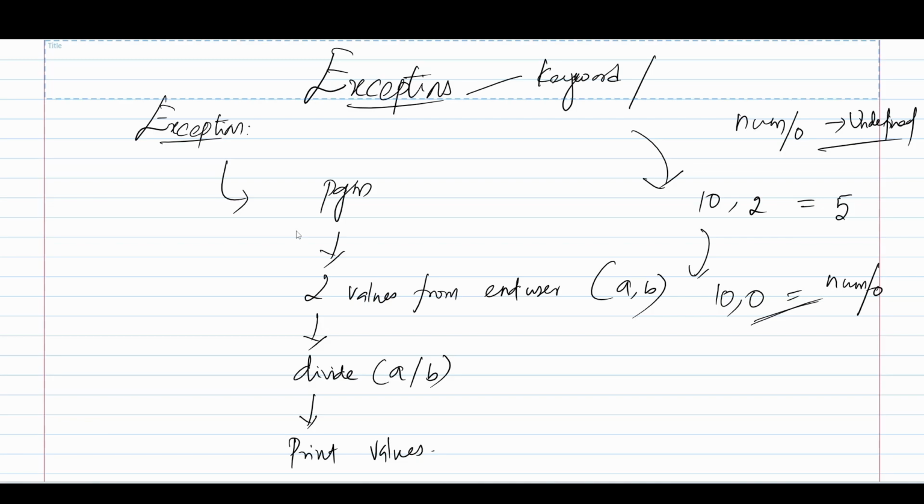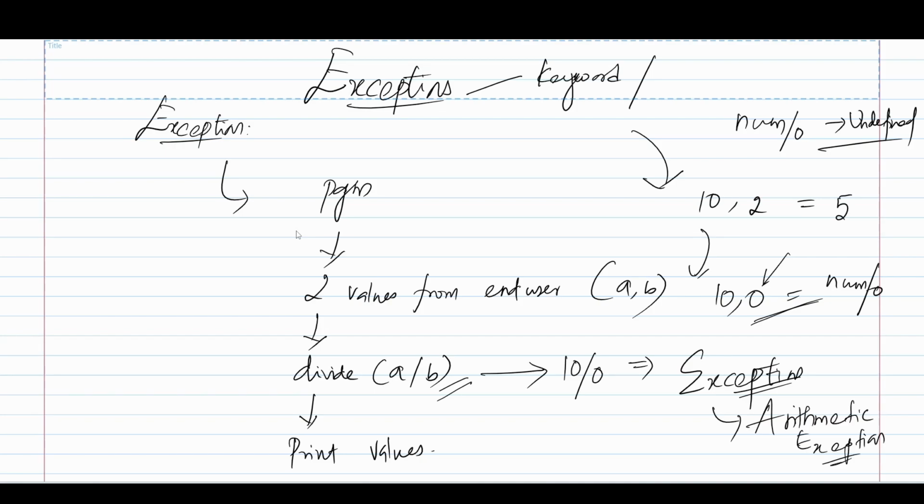At this point of time, exceptions will come into picture because the user didn't follow the exact rule. He violated the rule and provided the value b as 0. When it goes to this line, obviously 10 divided by 0 will not give a valid answer. So at this point of time, the JVM will raise an exception. The JVM is aware that if a number is divided by 0, it will raise an exception called arithmetic exception. And in the previous video, we discussed the arithmetic exception, right?